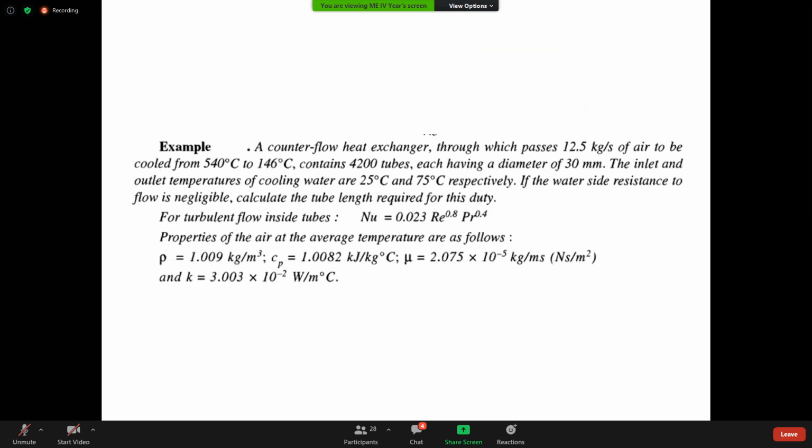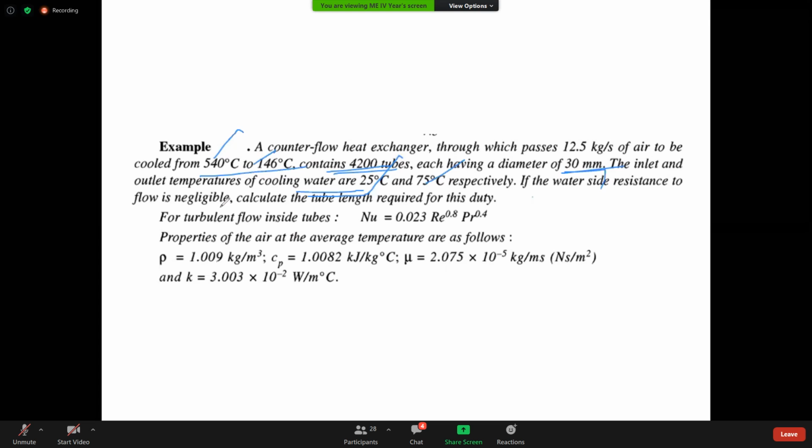A counterflow heat exchanger through which passes 12.5 kg of air. ఇక్కడ ఎయిర్ పాస్ అవుతుంది, జాగ్రత్త చూసుకోండి, ఫ్లూయిడ్లు కూడా చూసుకోవాలి. Cooled from THI ఇచ్చాడు, TH0 ఇచ్చాడు. Contains 4,200 tubes, each having diameter of 30. The inlet temperature of cooling water, ఇంకో fluid water cooling, 4 temperatures ఇచ్చాడు, ప్రాబ్లం లేదు.